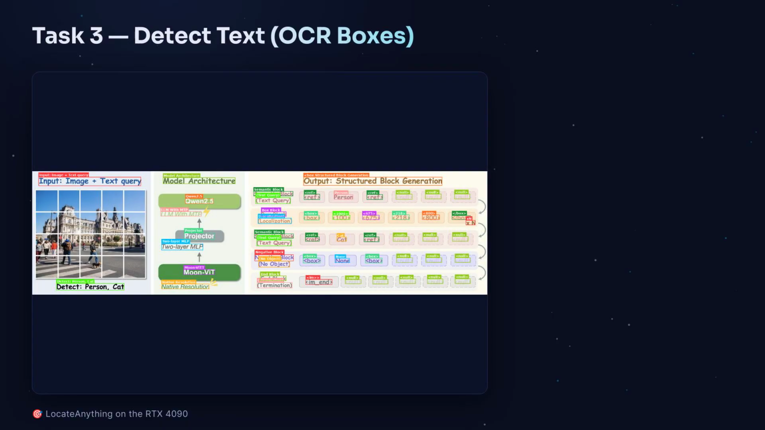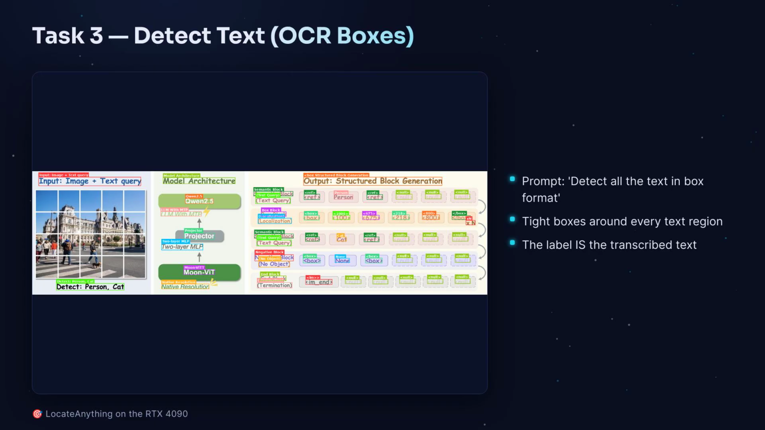Task 3. Scene text detection. 1 fixed prompt. Detect all the text in box format, and the model sweeps for writing. Here we pointed it at the paper's own architecture diagram, and it came back with 54 text regions. Look closely at the labels. Each box's label is the transcribed text itself. So this isn't just where is the text, it's where and what. Document layouts, street signs, user interfaces, same trick everywhere.